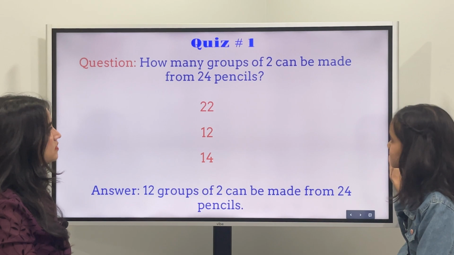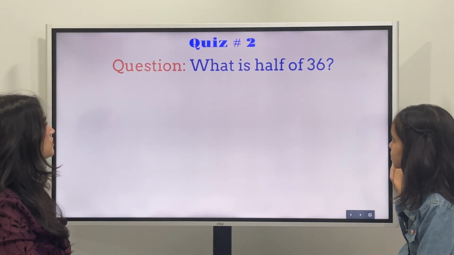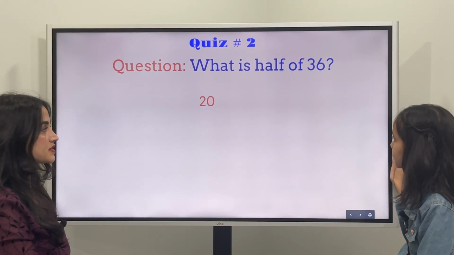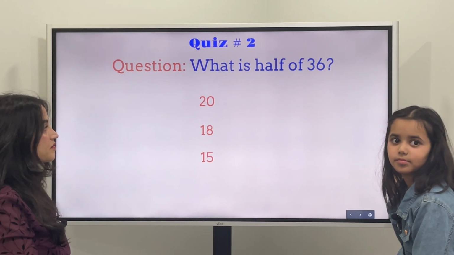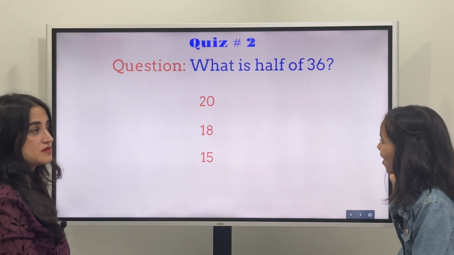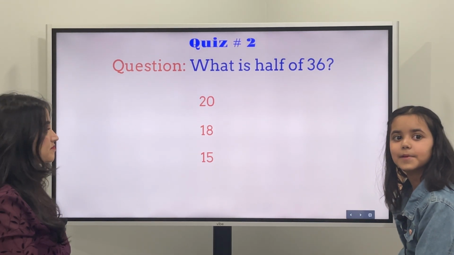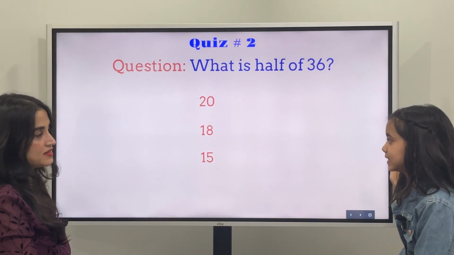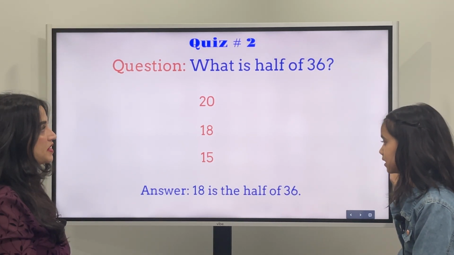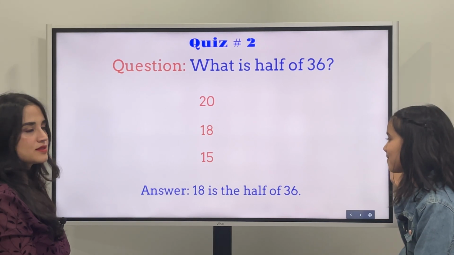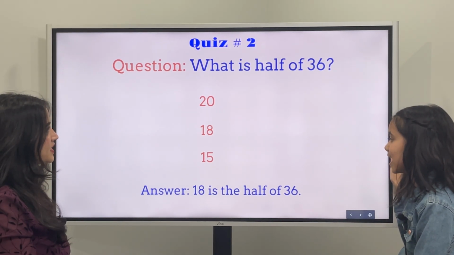Okay, next please. So quiz number 2. Question: what is half of 36? 20, 18, or 15. 20 cannot be the answer, and 15 cannot be the answer. So 18. Yes, 18 plus 18 makes 36. Okay, next.